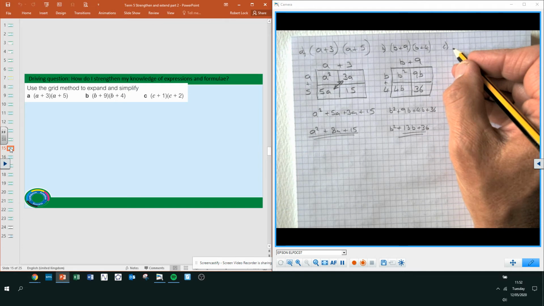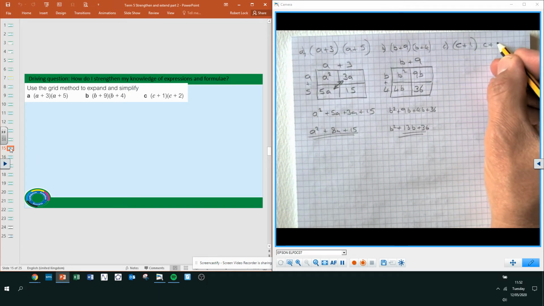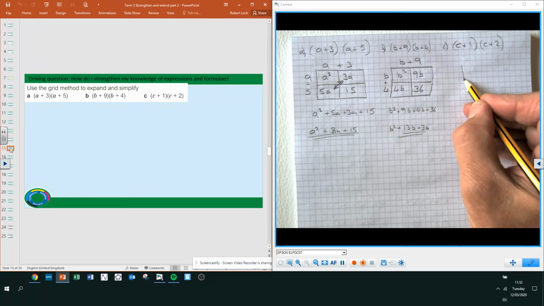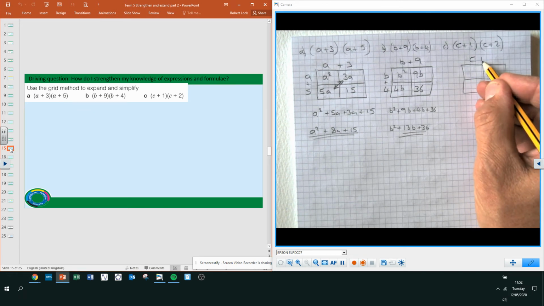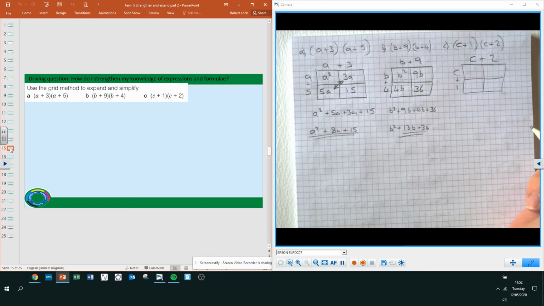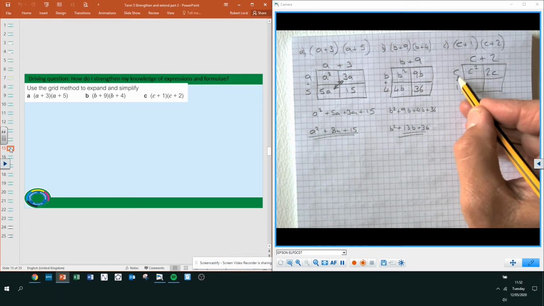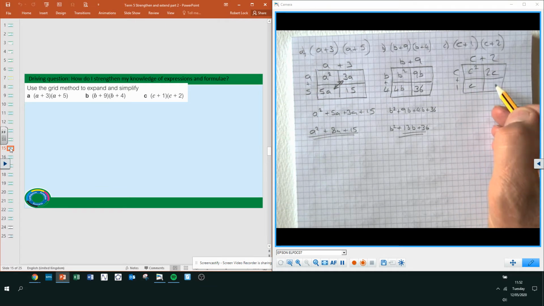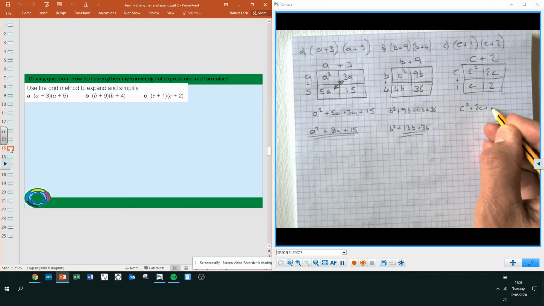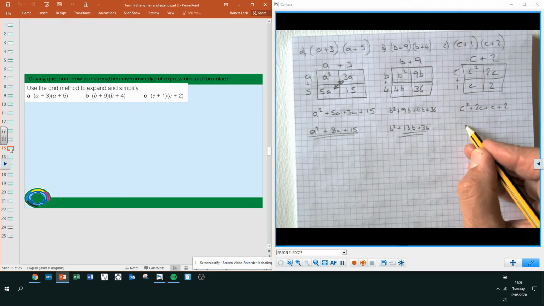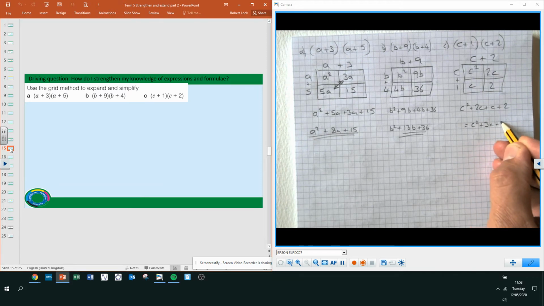C. C plus 1, C plus 2. C times C is C squared. C times 2 is 2C. 1 times C is C. 1 times 2 is 2. So C squared plus 2C plus C plus 2 equals C squared plus 3C plus 2.